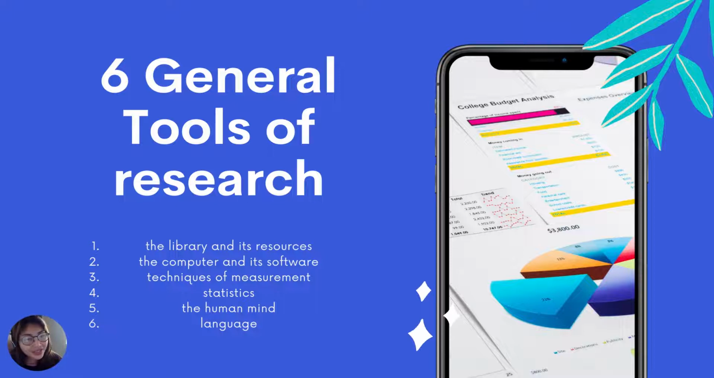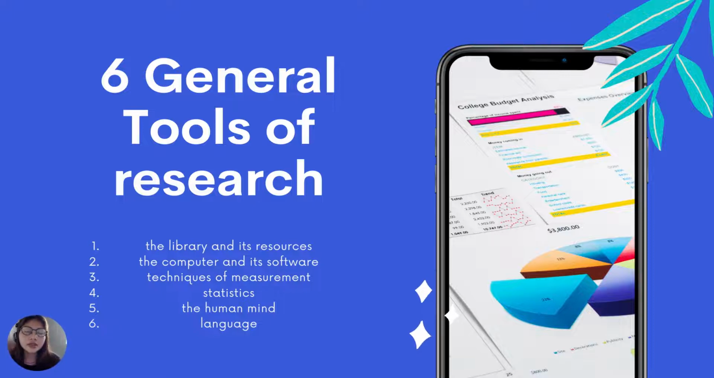Okay, and we have six general tools of research. So what are the six general tools of research? First we have the library and its resources. Some of you who are doing research will of course go to the library and look for resources, because in the library we can find lots of books there. And also, if you are not so fond of opening books, you can go to the computer and its software. That's the second general tool for research.